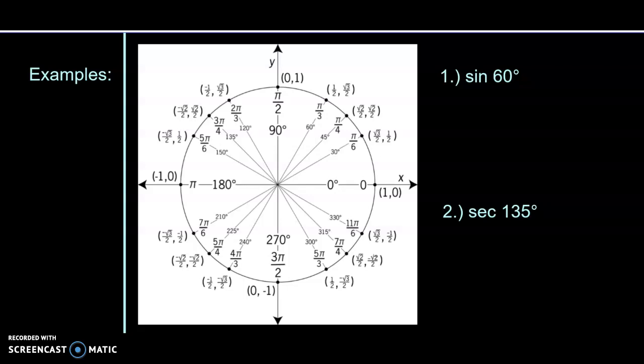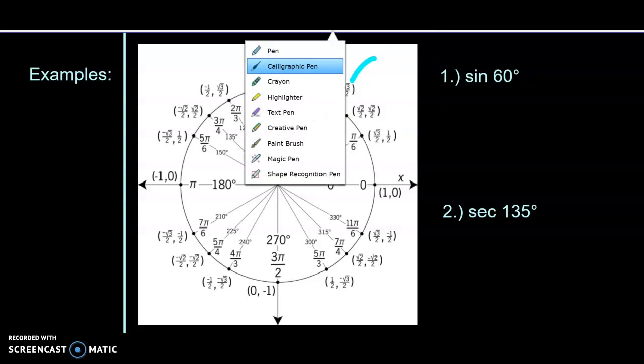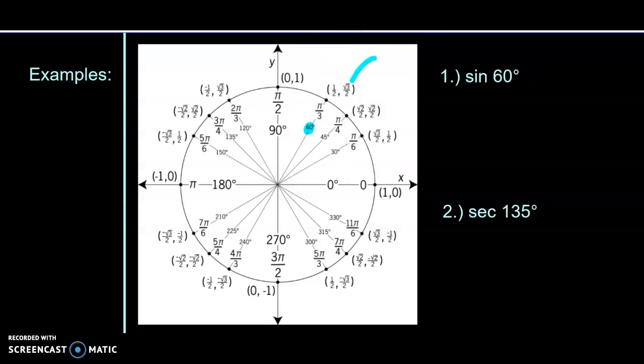And we're looking for sine of 60 degrees. So if we look at our unit circle, here is 60 degrees. Okay. So what is sine? Remember, sine is our y coordinate. So then I would put sine of 60 degrees is equal to, it's my y coordinate, square root of 3 over 2. Okay. That's it. My y.